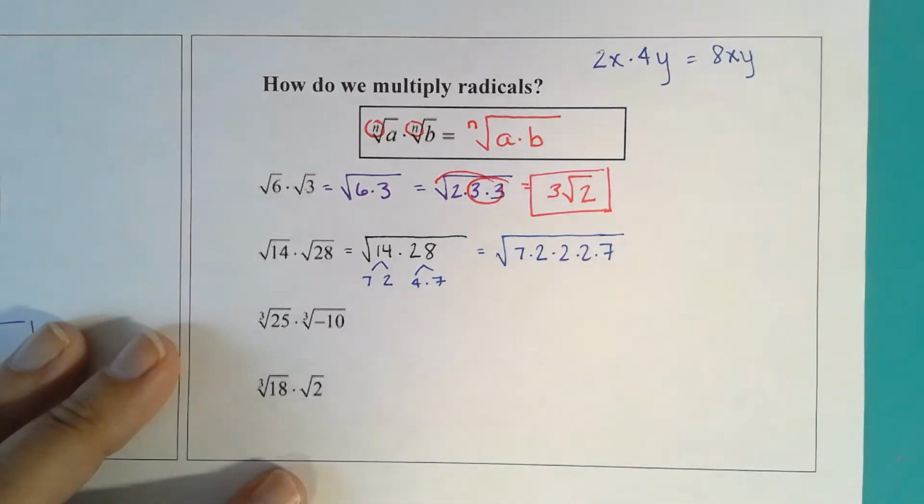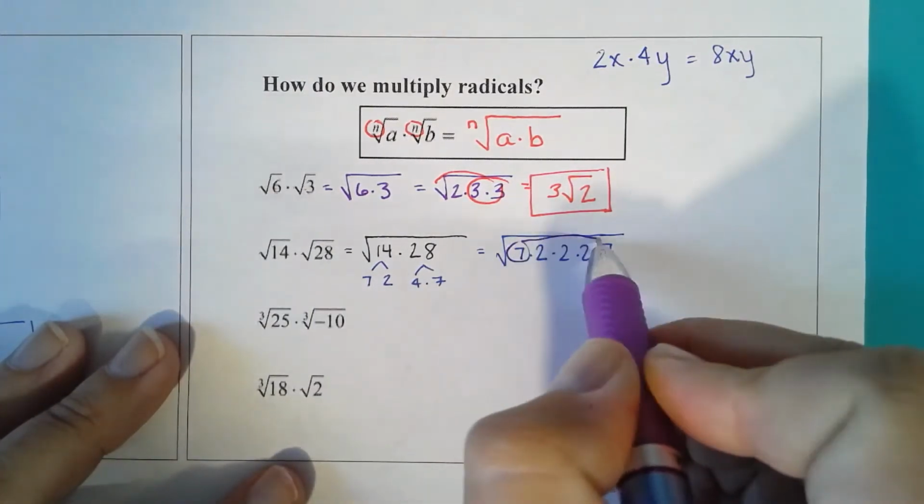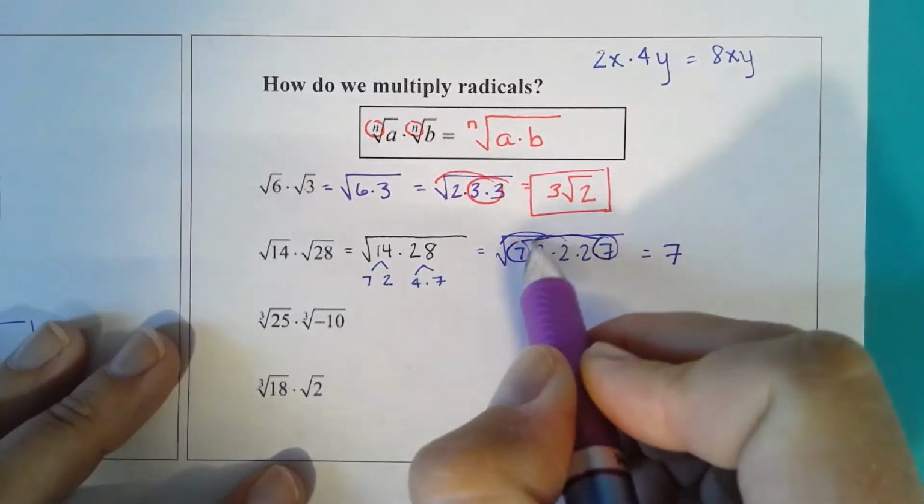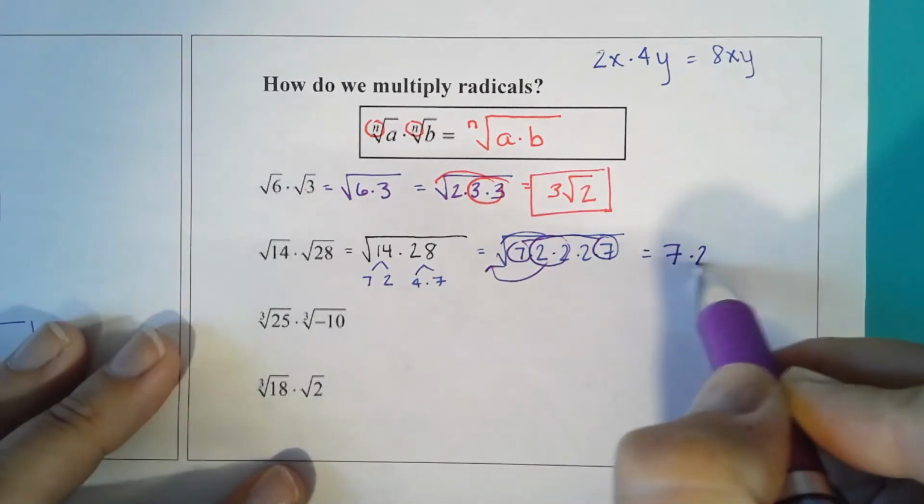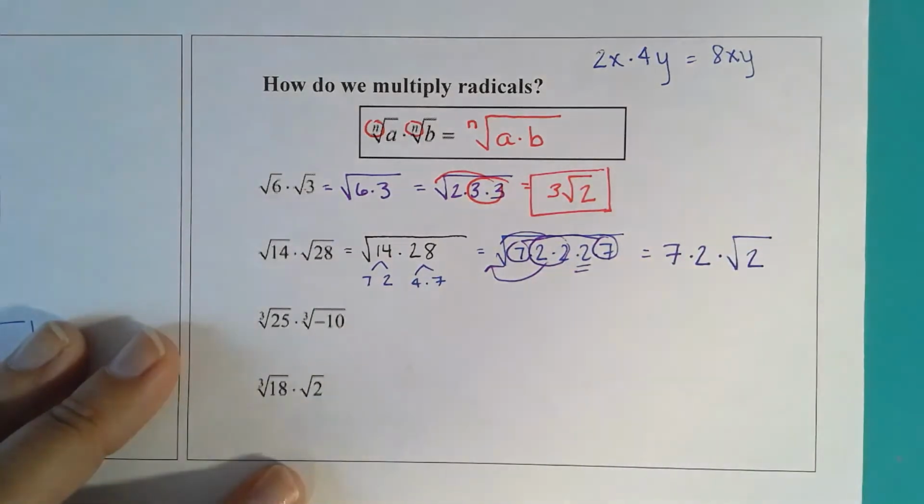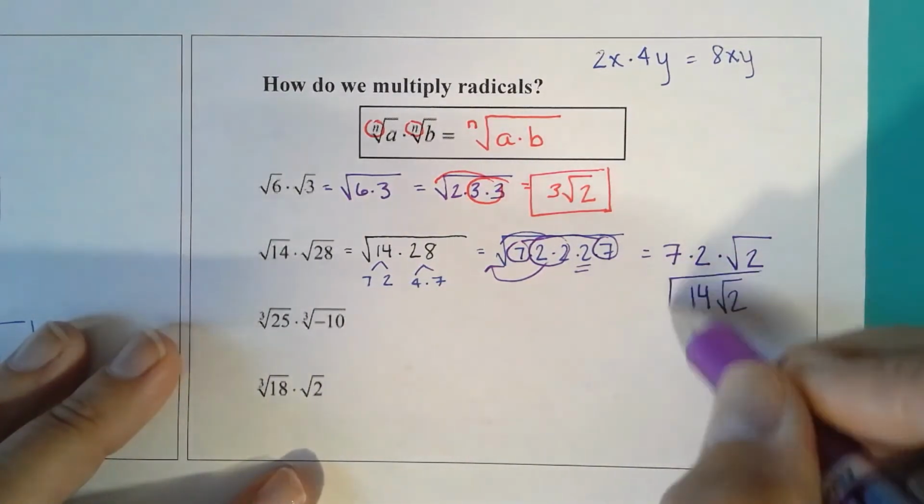Now it is a square root, so I'm looking for pairs. In fact, I have a pair of 7's to pull out. I have a pair of 2's to pull out. But then left inside, we still have that single 2. So we have a 14 radical 2.